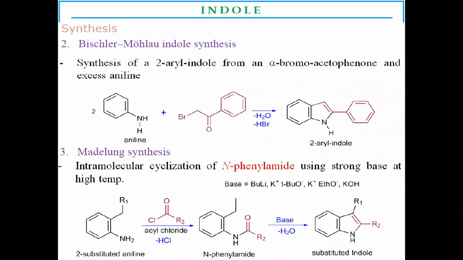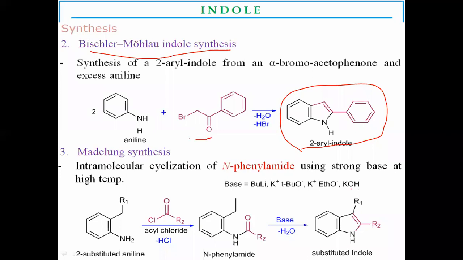Second method, Bischler-Mohlau indole synthesis. It is another method to produce this type of indole. In this Bischler-Mohlau indole synthesis, the alpha-bromoacetophenones react with aniline, excess aniline.